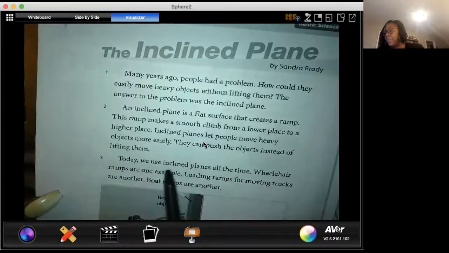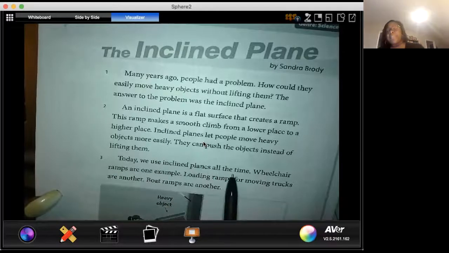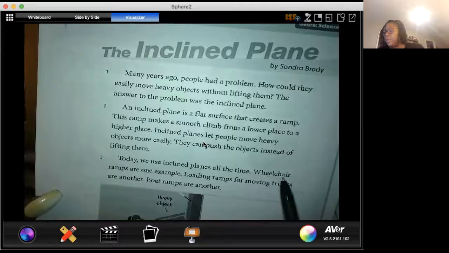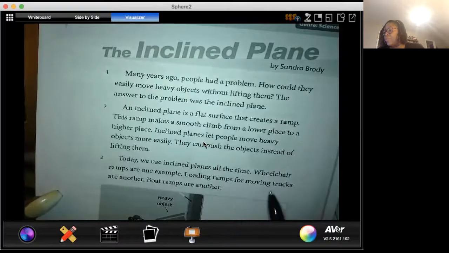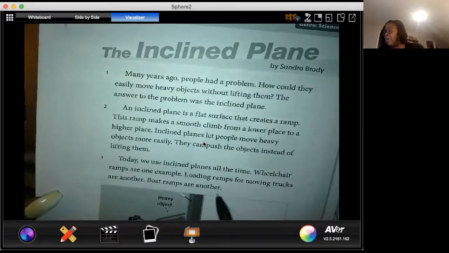Today we use inclined planes all the time. Wheelchair ramps are one example. Loading ramps for moving trucks are another. Boat ramps are another.